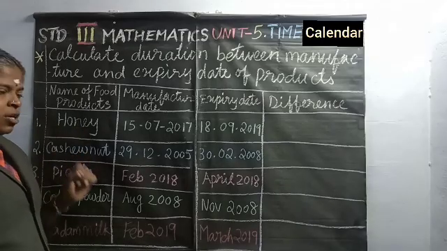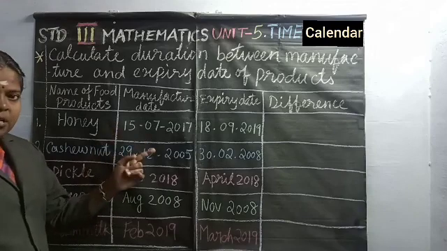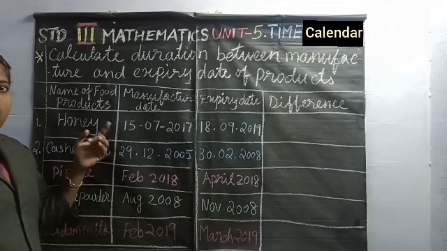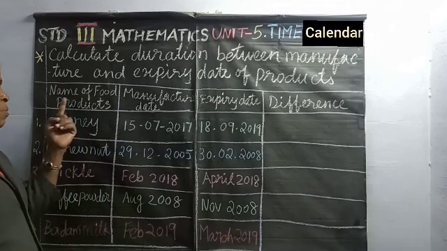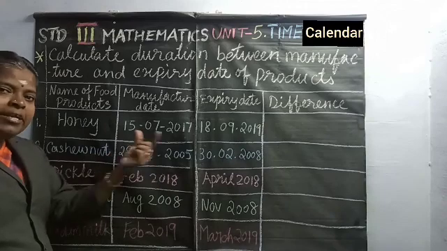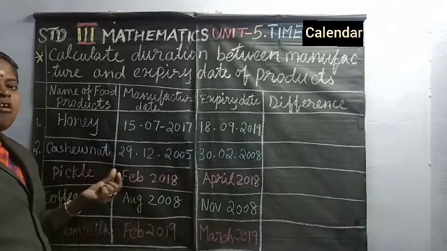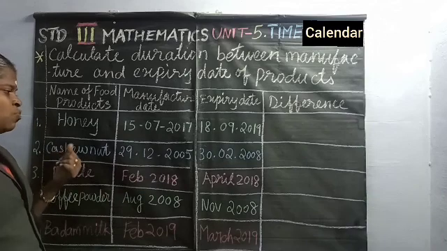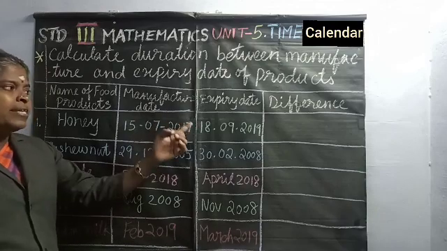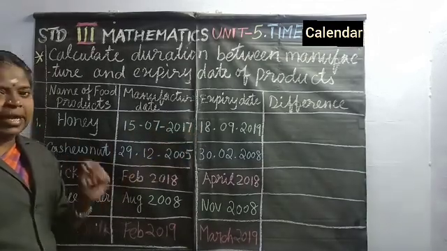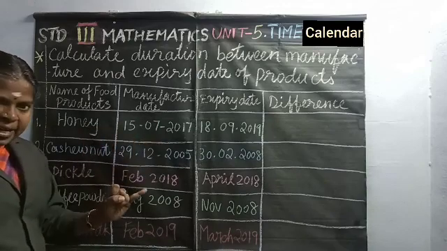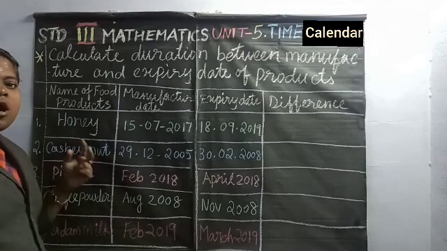Children, now we can calculate the duration between manufacture date and expiry date of products. Here are the given names of the food products, manufacture date and expiry date. We want to find the difference. Difference means the duration the product can be used. So first one, honey. The manufacture date is 15/7/2017. Expiry date is 18/9/2019. So 2017 after 17, 18. We can use this honey for 2 years.